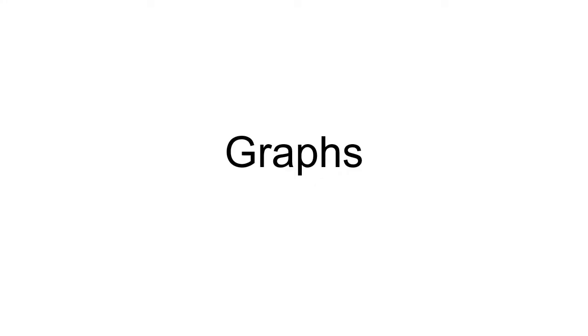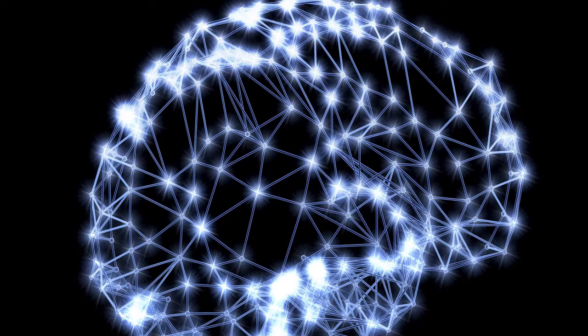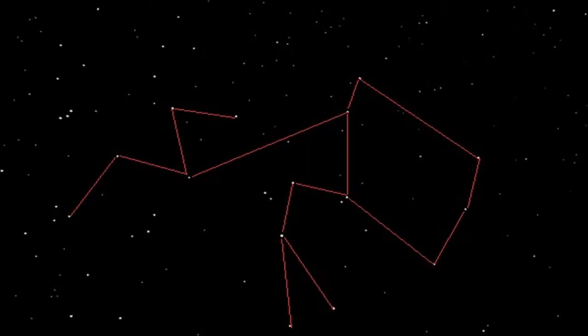In this video, we are going to discuss graphs. Before we start with the computer stuff, here is a neural network in a brain. Many points of activity are linked together. Here is another exercise in making weird shapes out of anything.